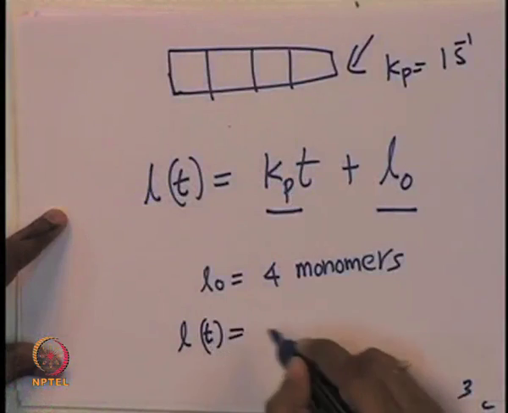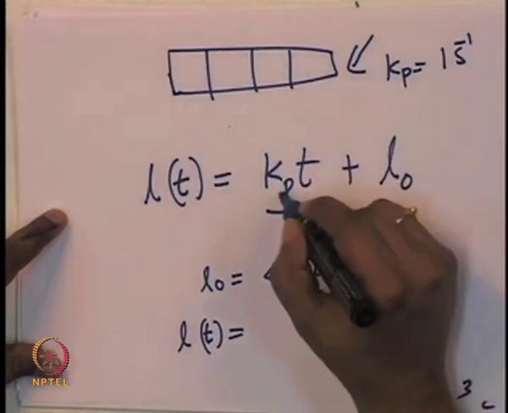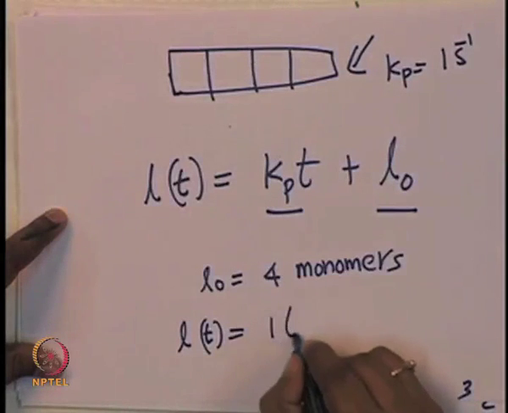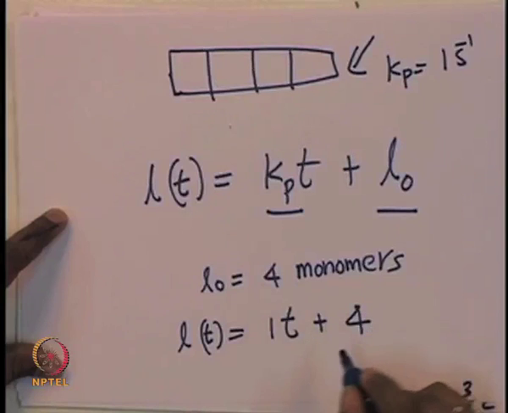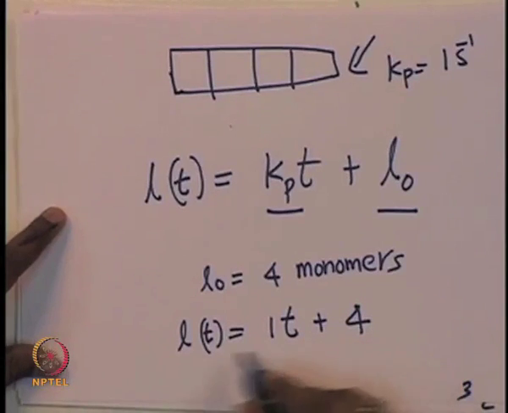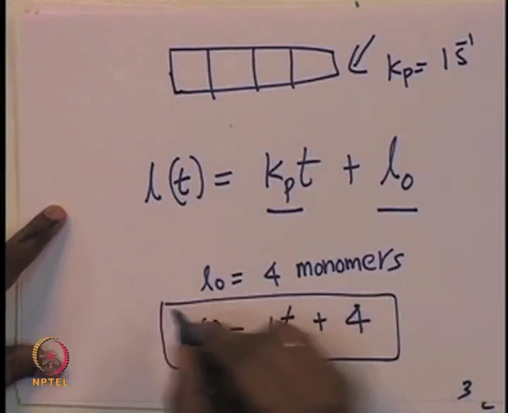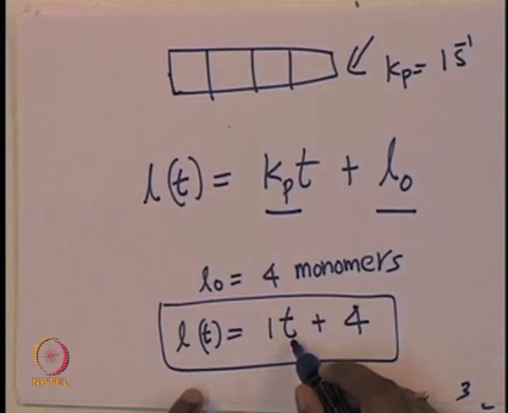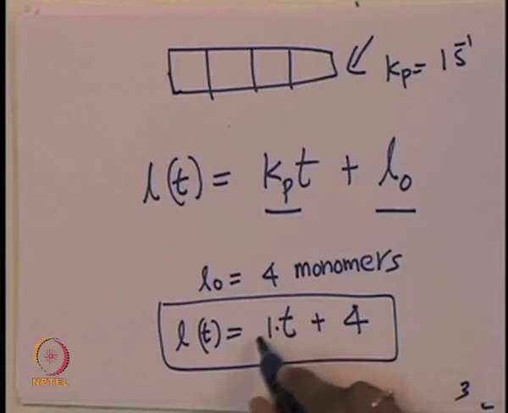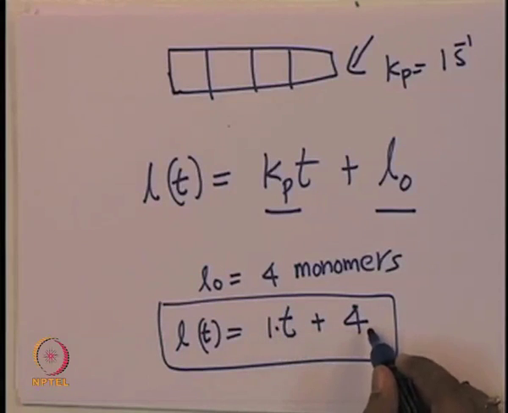So, then the length at any time t is given by Kp is 1, so 1 into t plus L0, which is 4. Now, this is the solution. If t is 10, that is after 10 seconds, you will have 10 into 1 plus 4, 14.